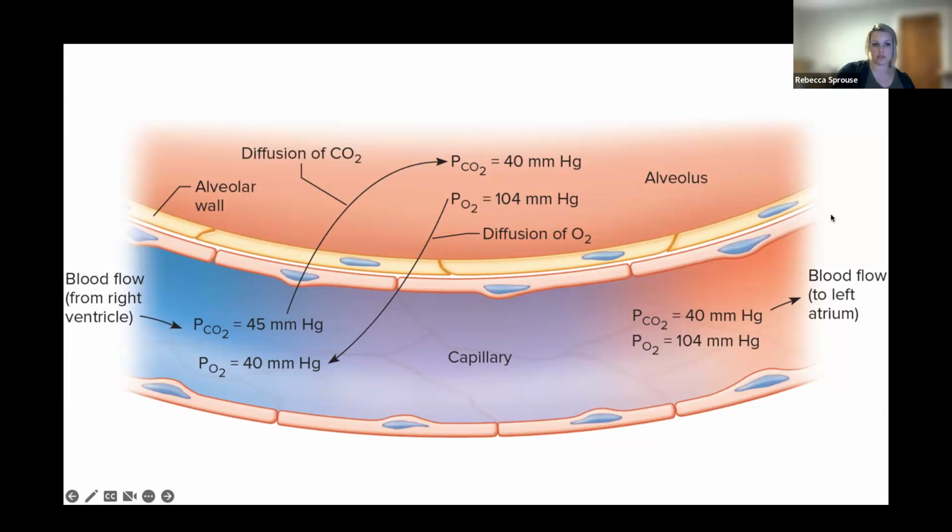So now we're oxygenated blood over here, right? Our CO2 has gone down because we have dropped some off in our lungs to be exhaled. And our oxygen level has gone up significantly from 40 to 104. And now we're oxygenated blood. We're going to go back to the left side of the heart and be pumped out to the body. This is in the lungs. Okay. Now we're going to talk about what happens at the systemic area next.